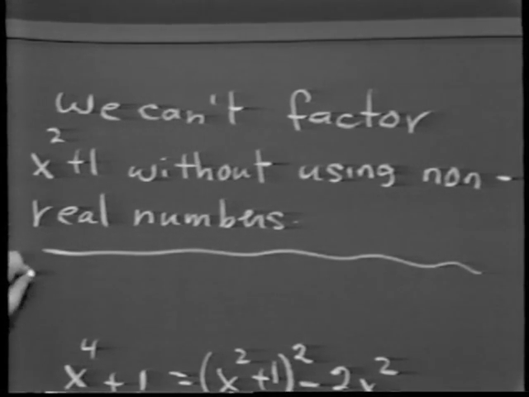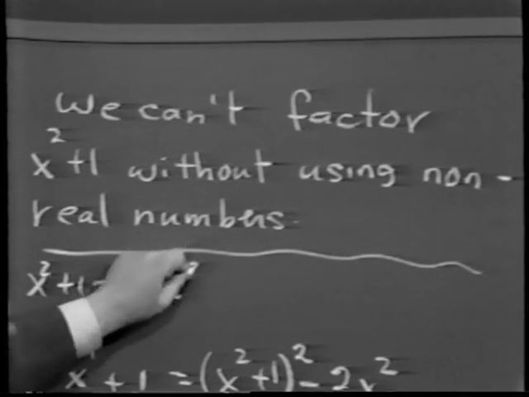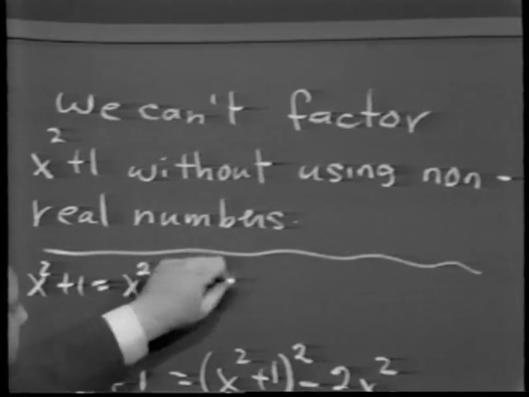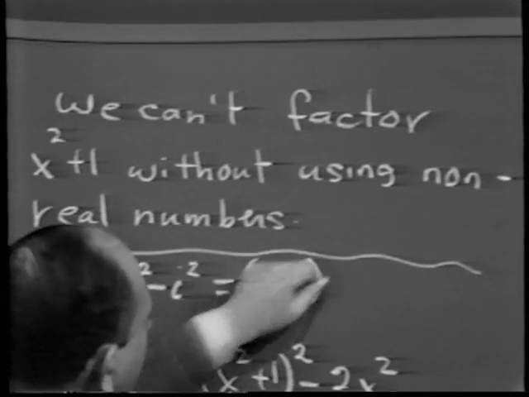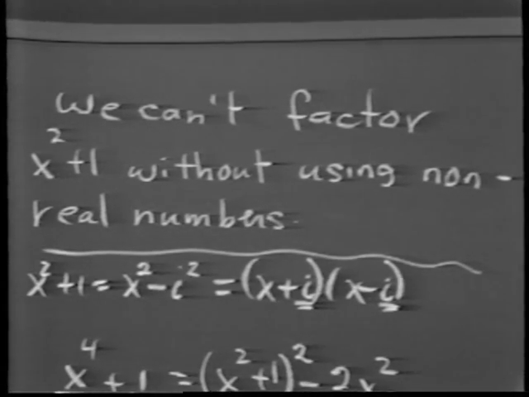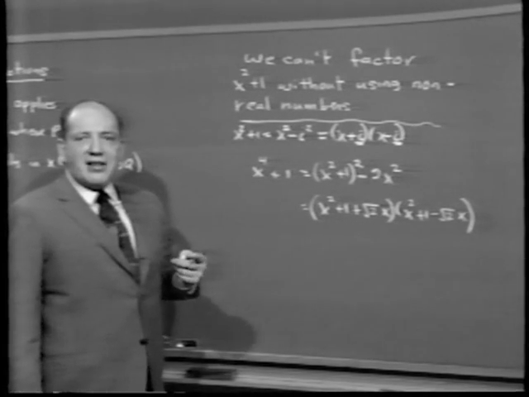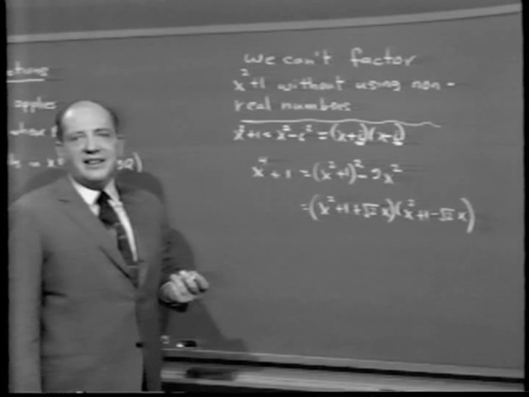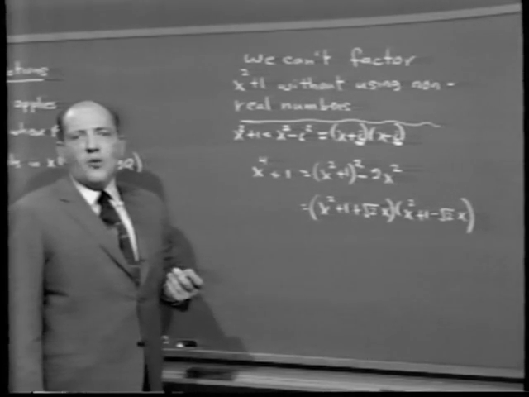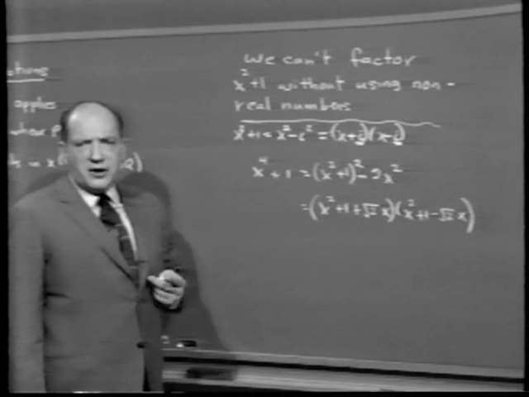Remember the technique, you can write that x squared plus 1 is x squared minus i squared, where i is the square root of minus 1, and this factors into x plus i times x minus i, etc., but these are non-real numbers. In other words, you can't always factor a quadratic to get real numbers. In fact, if you recall the quadratic formula, you have this square root of b squared minus 4ac. If b squared is less than 4ac, what's inside the square root sign is negative, and that leads to non-real roots. So you see, we can't always factor quadratics into real factors.